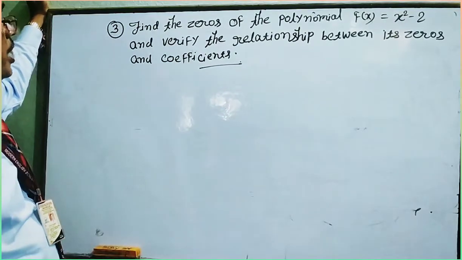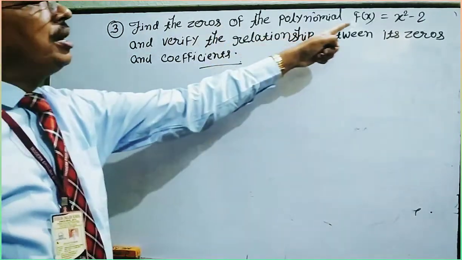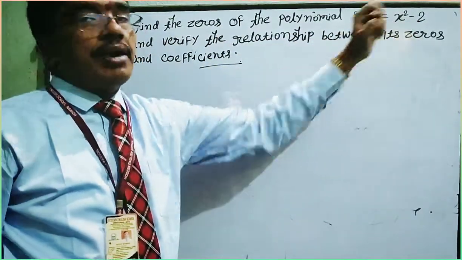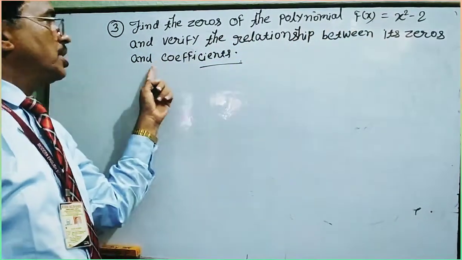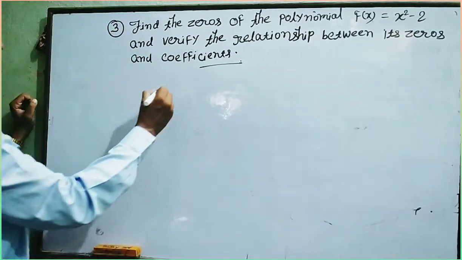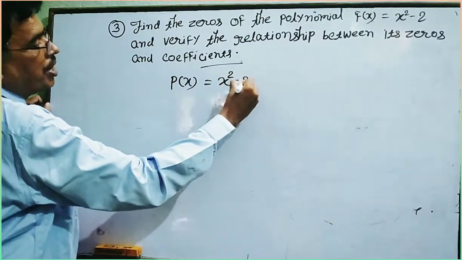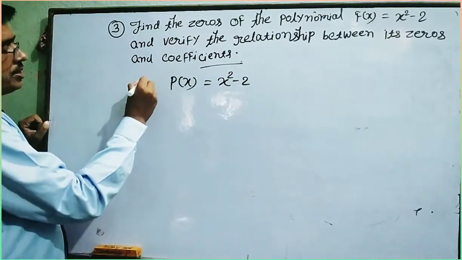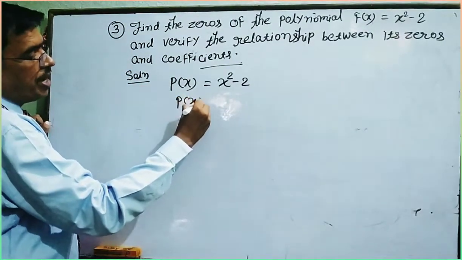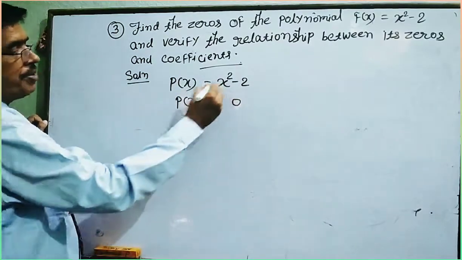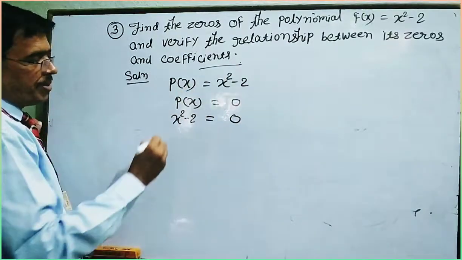Now see, the next question is example 3: find the zeros of the polynomial f(x) = x² − 2 and verify the relationship between its zeros and coefficients. So first, students, write the polynomial p(x) = x² − 2. Your question is, what are the zeros? Zeros are only possible when you write p(x) = 0. What is p(x)? You write x² − 2 = 0, because p(x) is x² − 2.